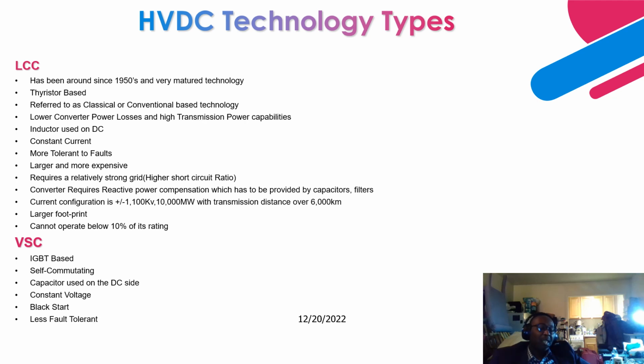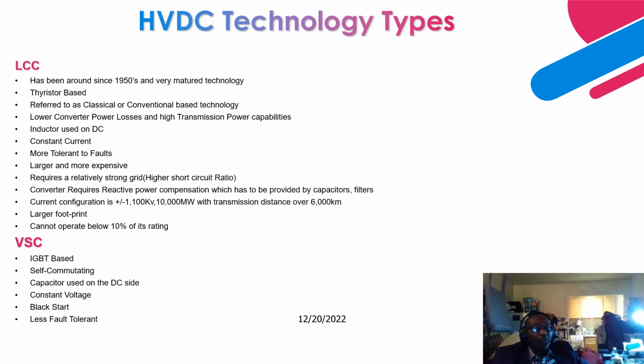Like I made mention, because of its inherent self-commutating, forced commutation capability, it has the ability to provide black start and basically provide a voltage when there's no power or no voltage. It's less tolerant to faults. Remember, I made mention that current source converters are more tolerant to faults because of the presence of large inductors, which basically mitigate the fault current, and also the ability to control the thyristors.